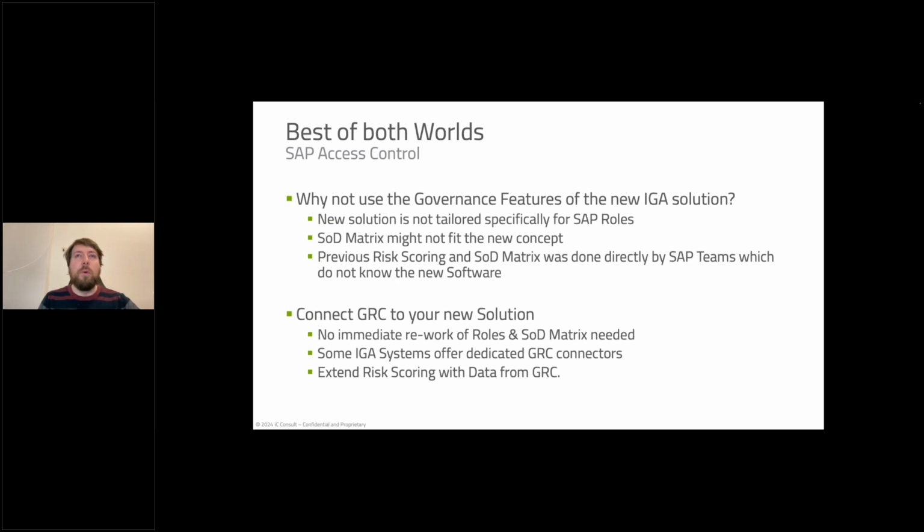So how these things work is you connect your GRC to the IGA solution, and you can either say, okay, I'm just going to take the risk analysis and the risk scoring, which can then be done via a web call, and it's pushed back to the IGA system again and put together with your other risk scoring aspects. So you now have a full overview.